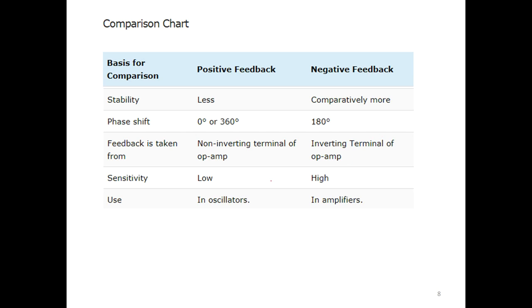Similarly, phase shift. For positive feedback, the phase shift is either 0 or 360 degrees. Negative feedback, 180 degrees. Then feedback is taken from the non-inverting terminal of an op-amp. Since we are not discussing operational amplifiers here, we will ignore this point for now. But in your next semester, when you take up the course on linear integrated circuits, this point will be taken up again so that you can understand it much better. Op-amp stands for operational amplifier.